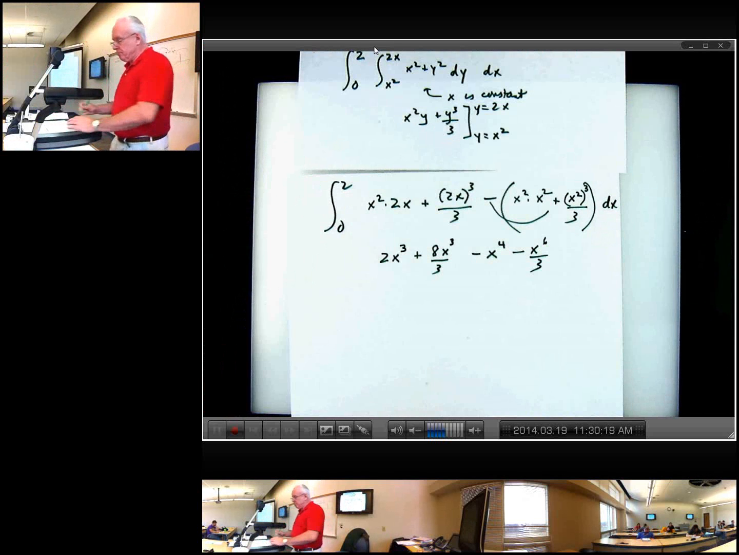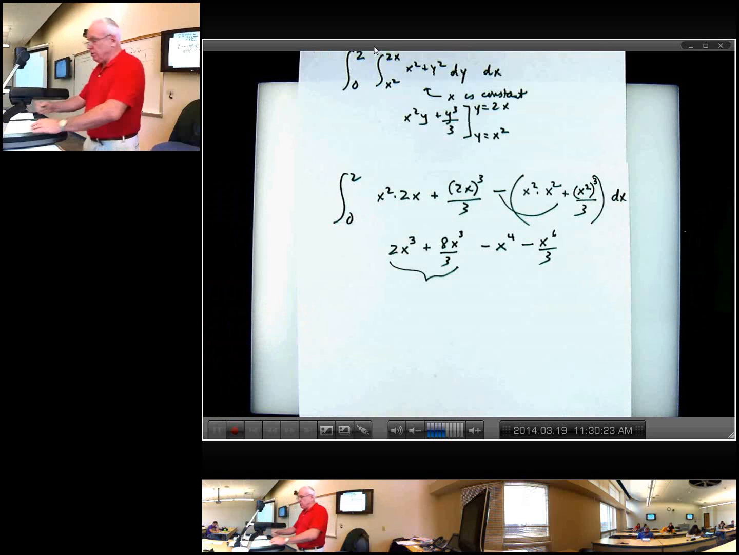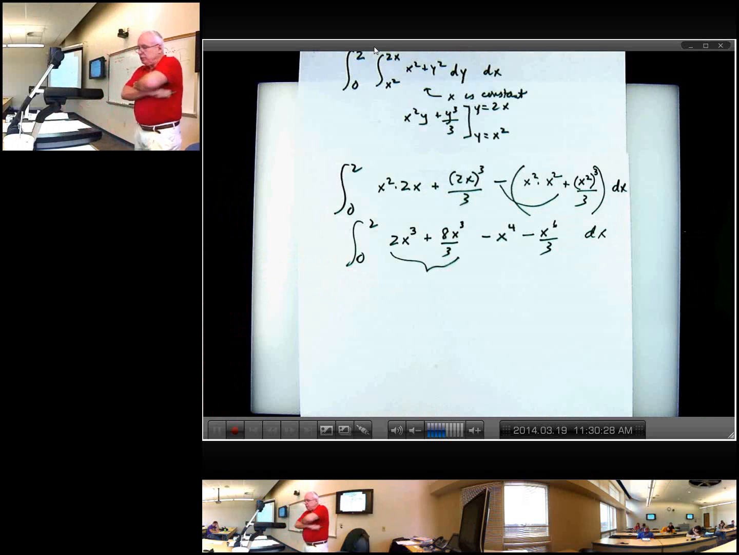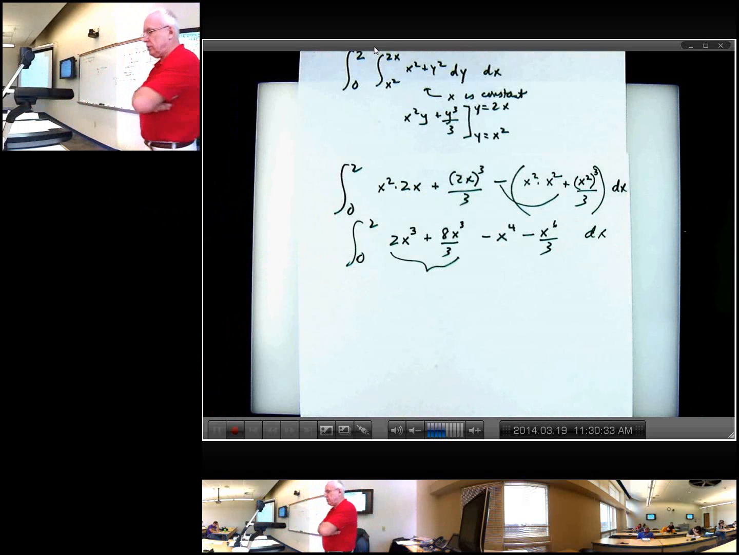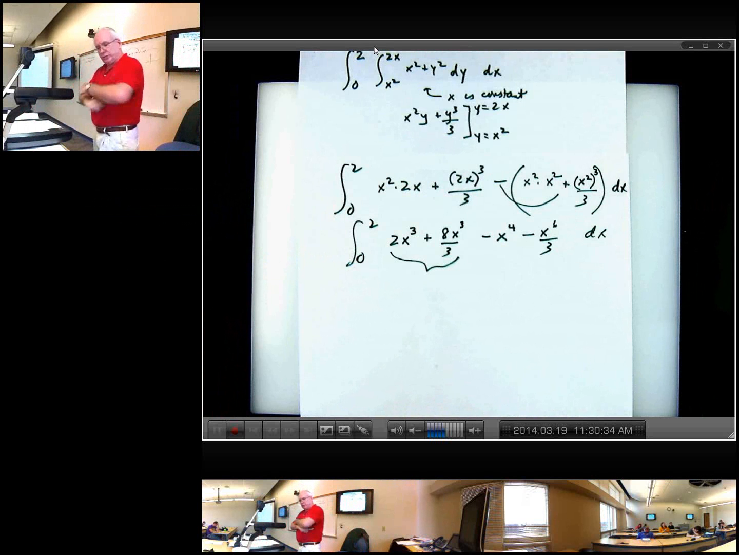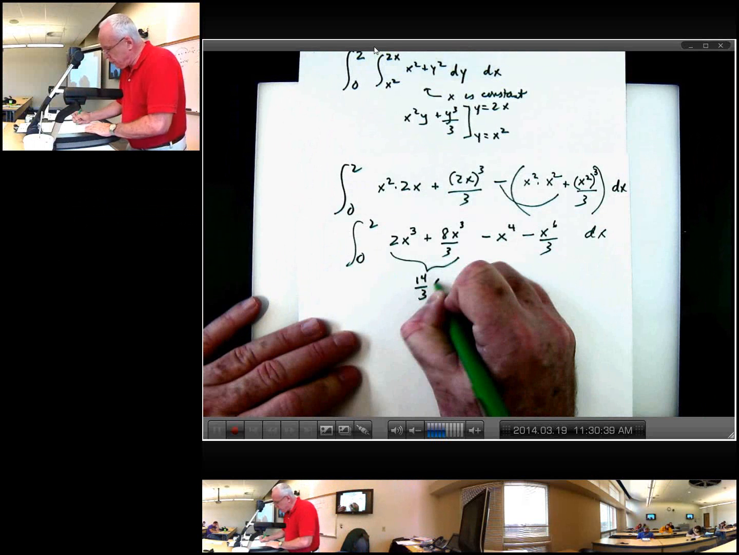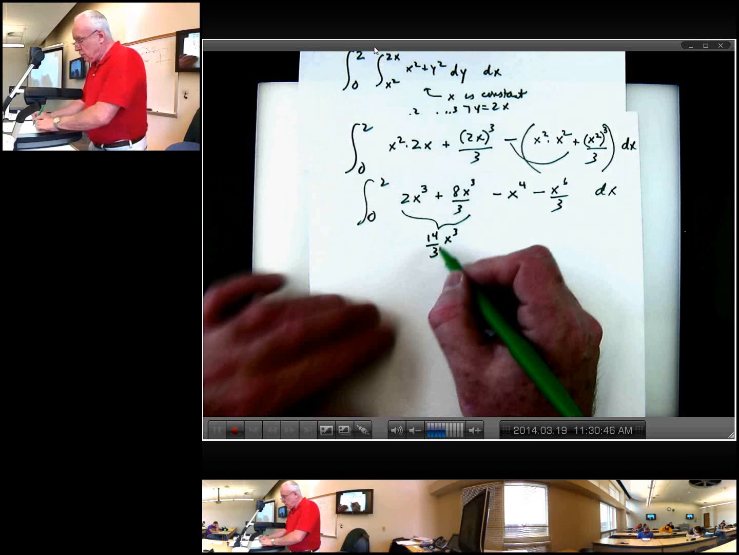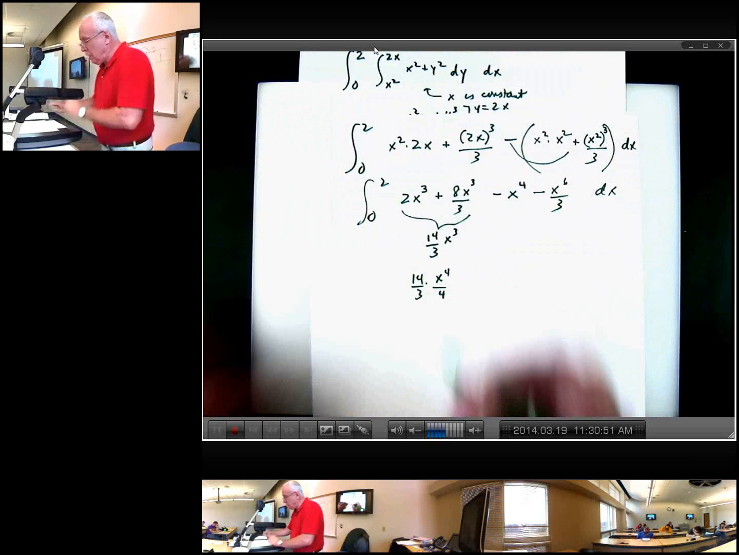Okay, the only terms that I need to combine here, and this of course is from 0 to 2 dx, is the first two. Let's see, 2 plus 8 thirds is 14 thirds, yeah. So that's going to be 14/3 x to the third. All right, so now let's get the antiderivative with respect to x. So 14/3 times x to the fourth over 4.